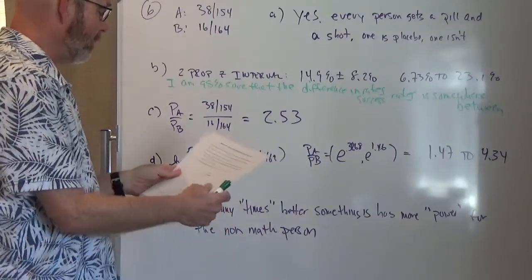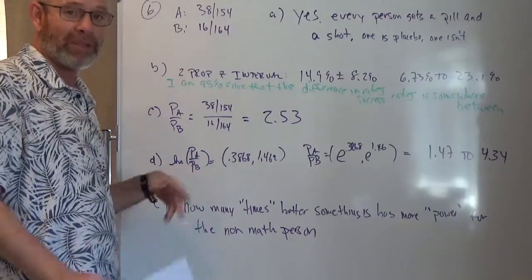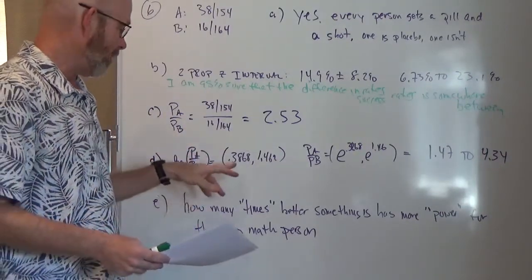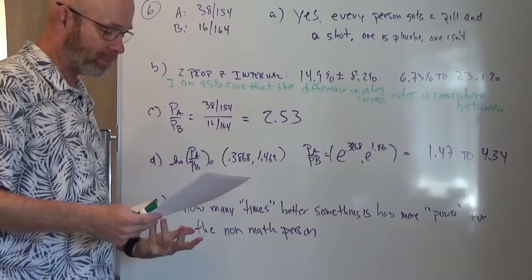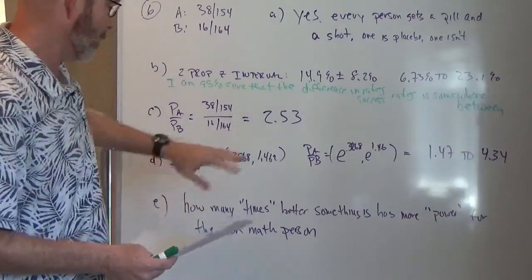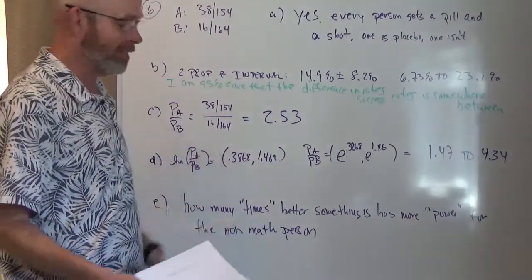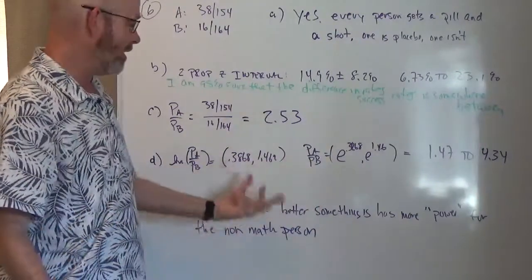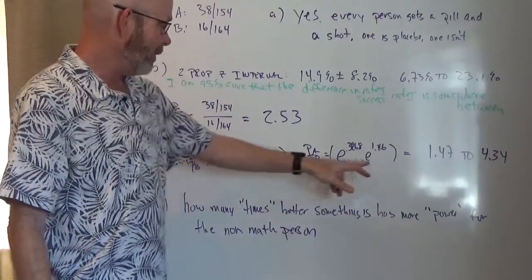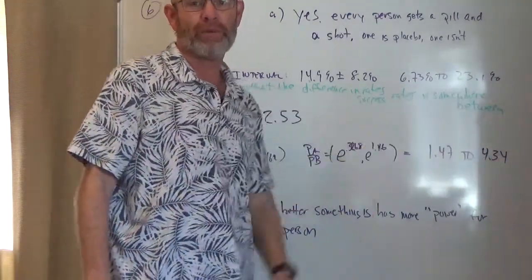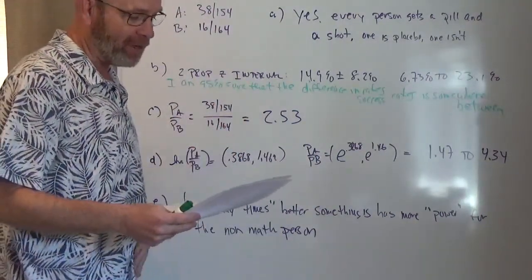So you turn the page, and they said they did a 95% confidence interval for the natural log of PA over PB, just because they felt like that math was going to work better. And they got 0.38 to 1.46. And then they ask us to do the confidence interval for just PA over PB. So you just have to undo the natural log is all you have to do. You undo the natural logs by exponentiating, right? So e to the 0.38 and e to the 1.46. So I got 1.47 to 4.34. So that's the relative risk, 95% confidence interval.